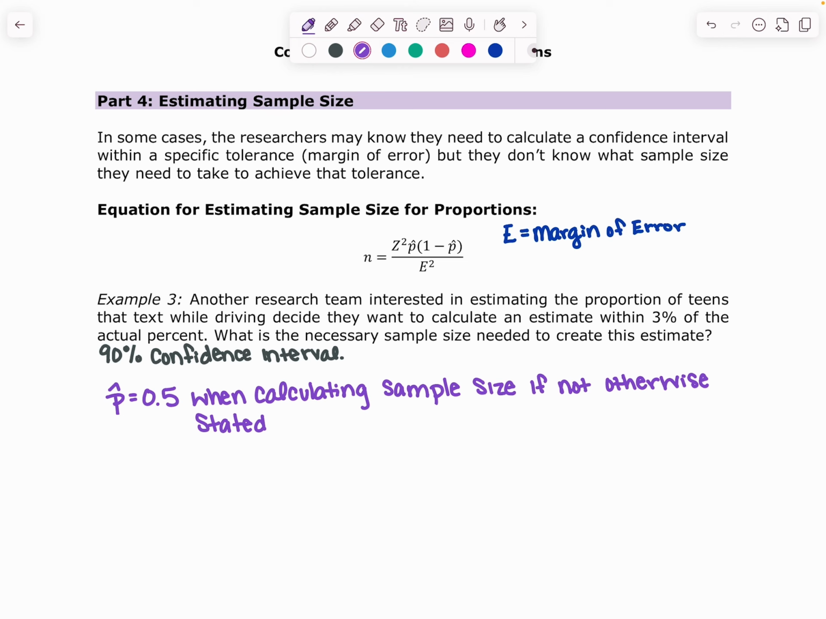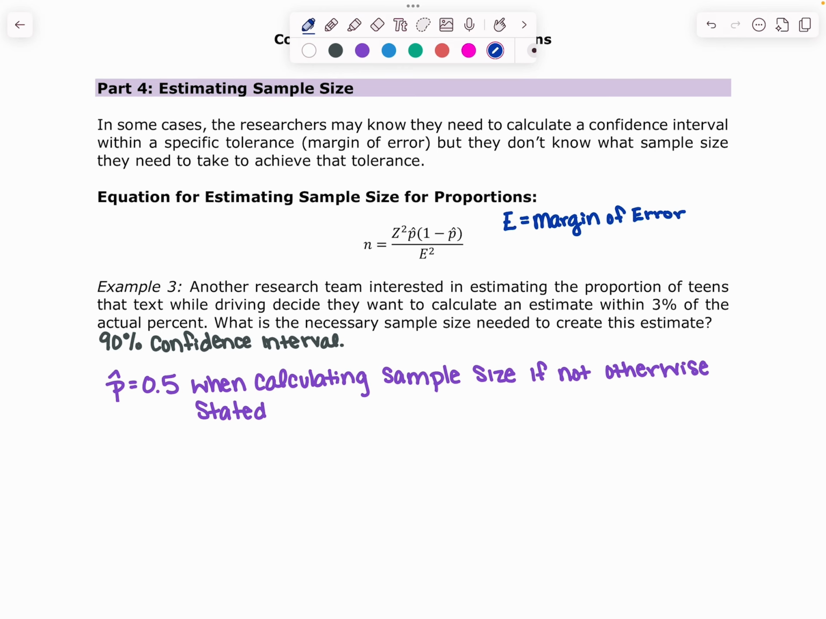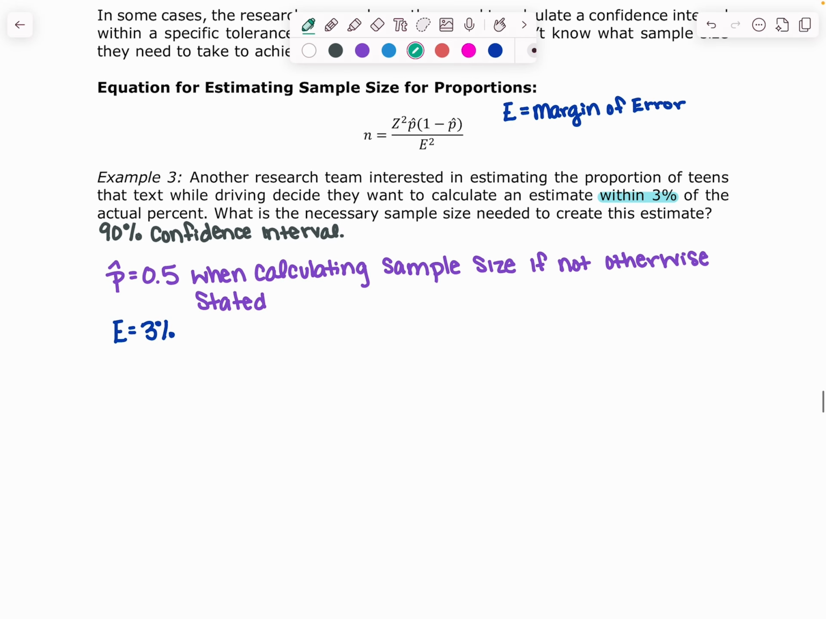So with this formula, we have a 90% confidence interval. P hat is 0.5. Our margin of error is going to be 3%. We can see that right here, within 3%. And that's really all we need. So we do need to find the z-score, and we find the z-score the same way we would find the z-crit. This is the same z-crit value.